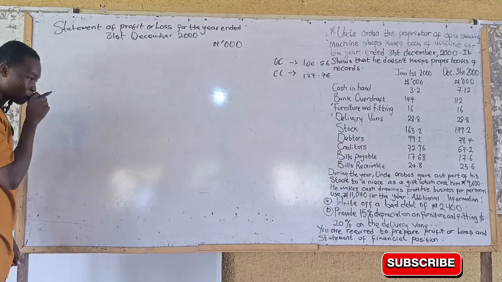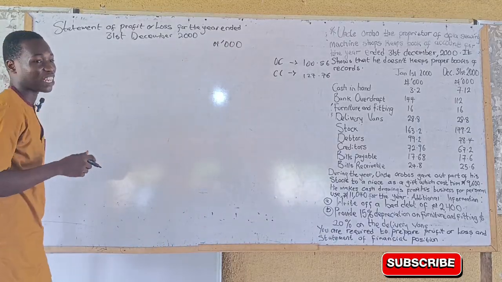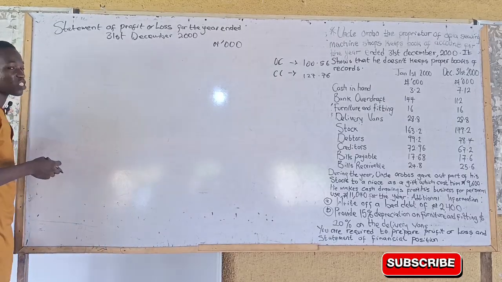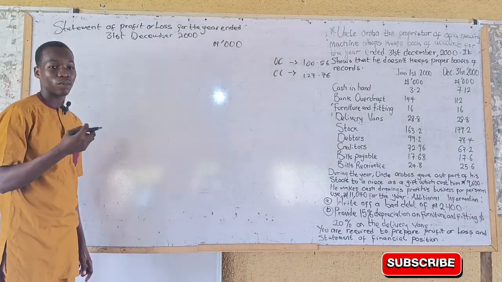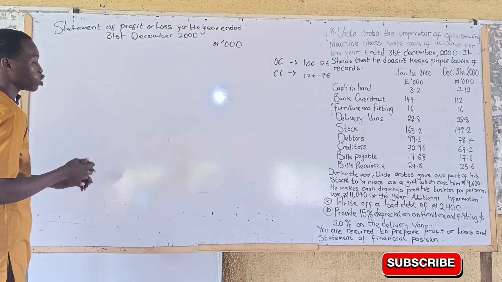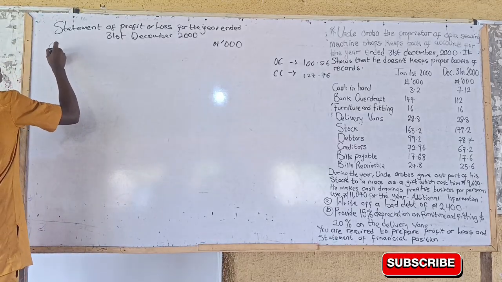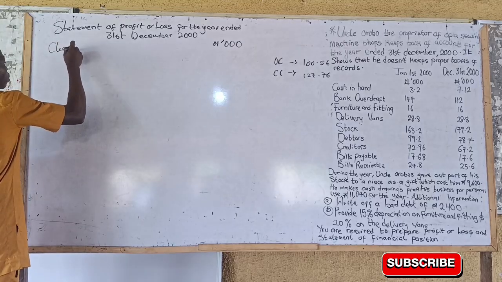As I said the other time, your closing capital less your opening capital, that's what's going to give you your profit. But if there's other things like drawings and additional capital, we are going to adjust that in it. So we are starting with our closing capital.